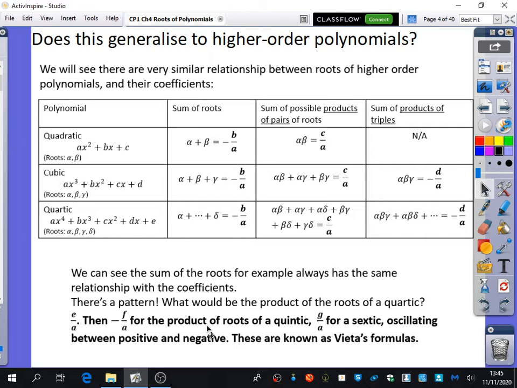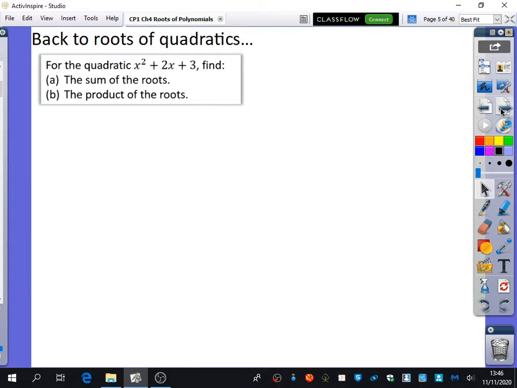These are known as Vieta's formulas, or Vieta's formulae. We're going to see some of the patterns for quadratics and cubics. We're not going to prove these things for the quartics, but the relationships do hold true, and we can work these out to see that it works as well. We're going to go into this in a lot more detail later on. So, back to the roots of the quadratics.